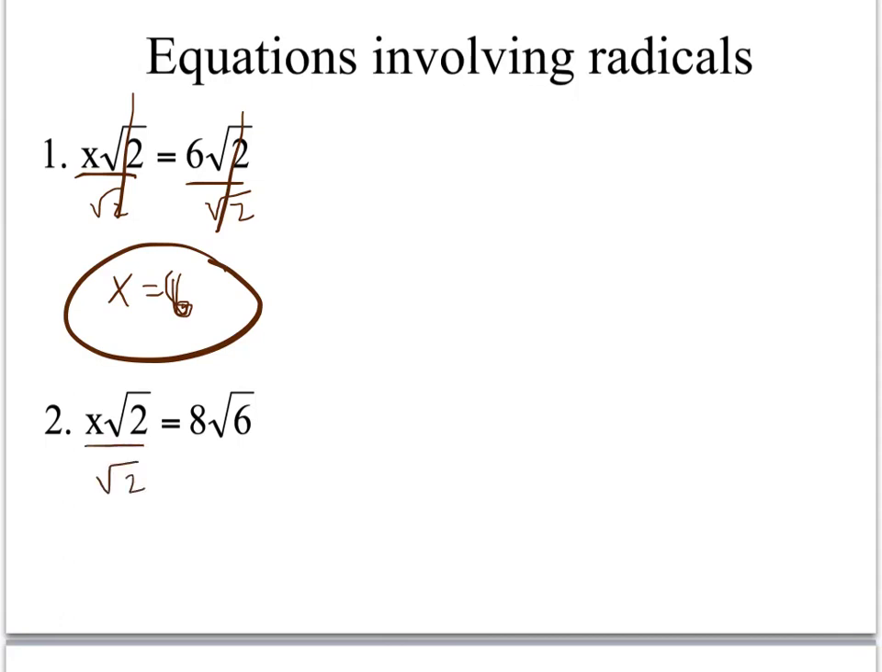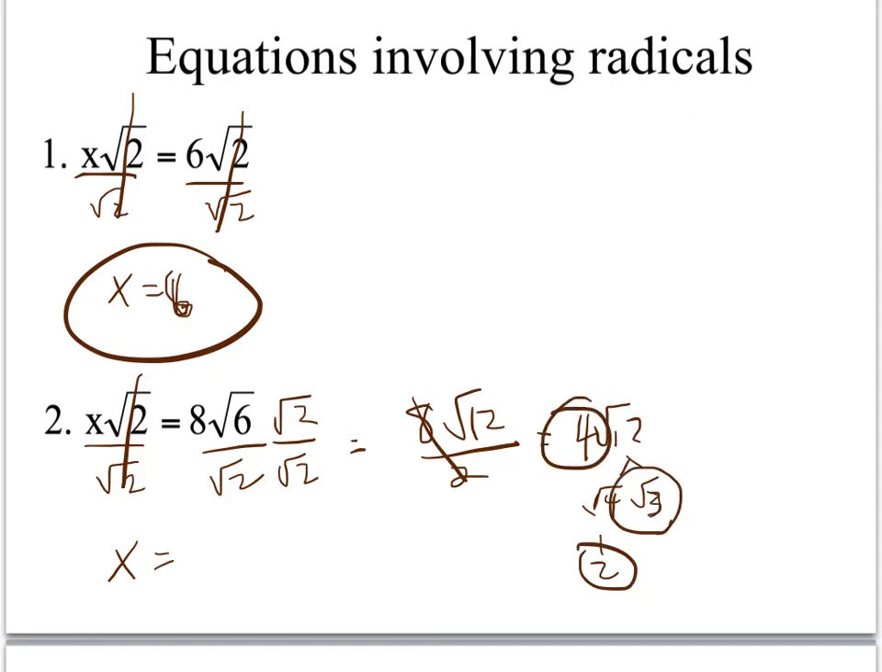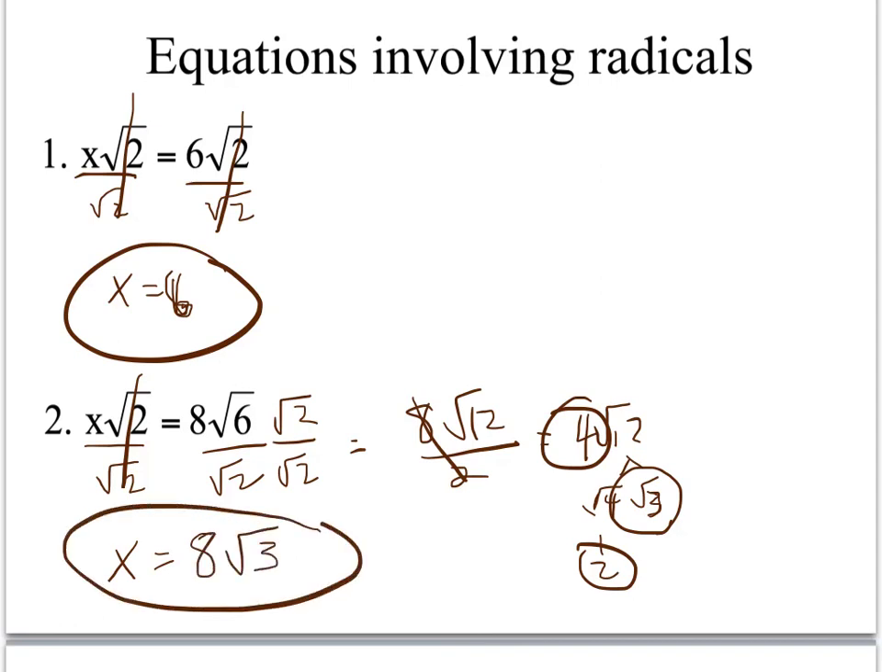But again, I can simply divide both sides by root 2 to solve for x. So x is going to equal 8 root 6 over root 2. I'm going to multiply by root 2 over 2. That's going to give me 8 root 12 over 2, which is equal to 4 root 12. But remember, root 12 can be broken down into root 4 times root 3, which is 2 root 3. So I'm going to take that 2 root 3 times 4 to get my final answer of 8 root 3. And I'm done with that problem as well.